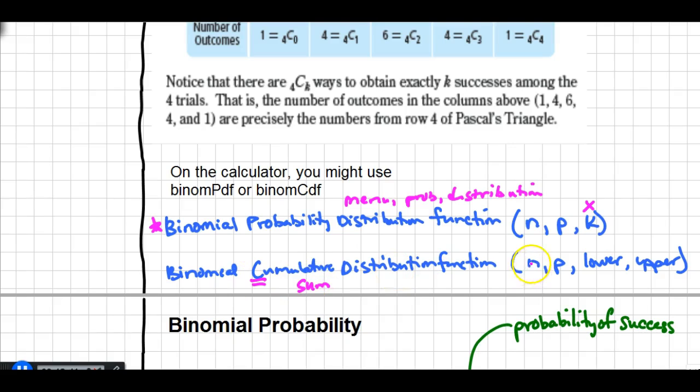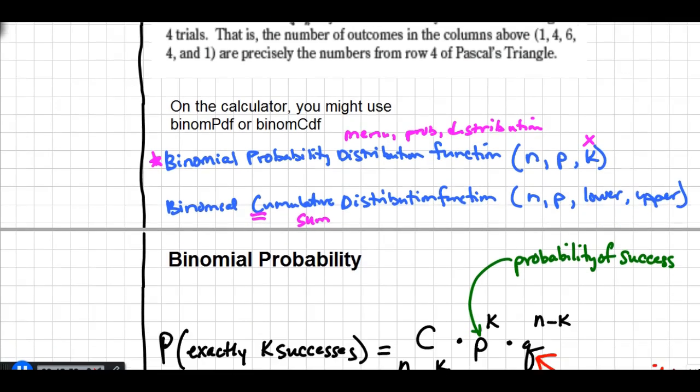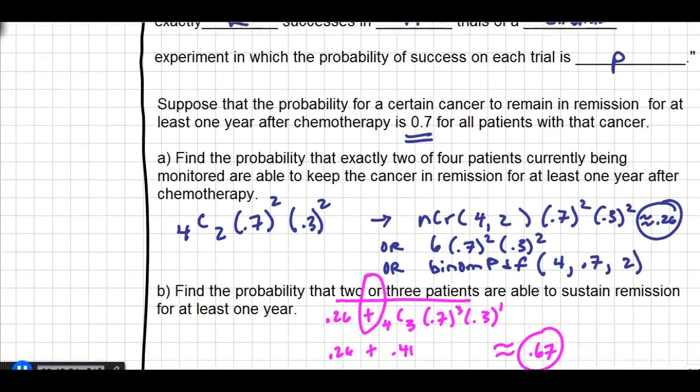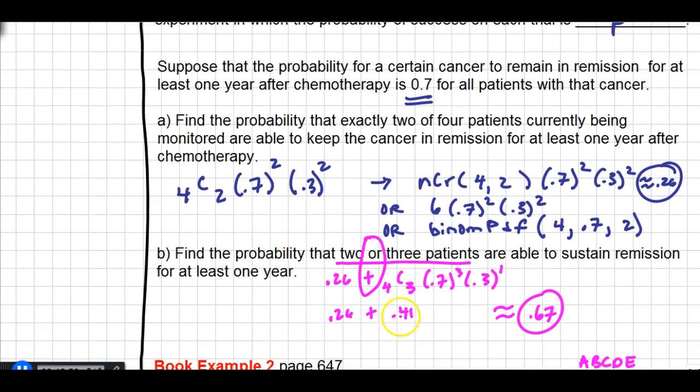So the commands for this one are still N and P as the first two, and then it's going to ask you for the lower and the upper. Basically, they're going to ask you, I'm going to add from what to what. So you just need to tell it which ones. Notice that we could have used the CDF function on part B of the question that we did. We could have used binomial CDF here and told it to add from 2 to 3, and it would have done that for us. But since we already had the one with 2 successes already figured out, we only had to calculate one more, and then we just added them ourselves.